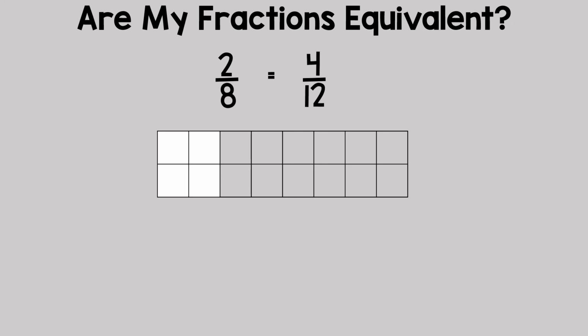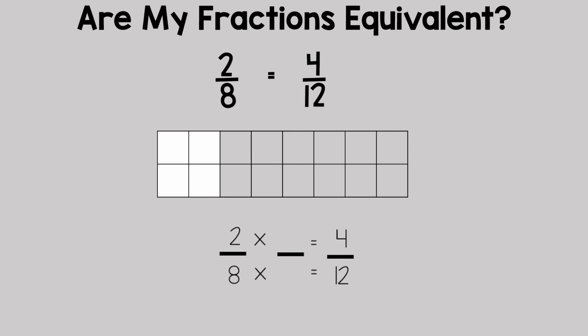We could also check this out mathematically. 2/8 times something over something equals 4/12. Now the numerator and the denominator to find the equivalent fraction have to be the same. Again, 2 halves, 3/3, 4/4, etc.